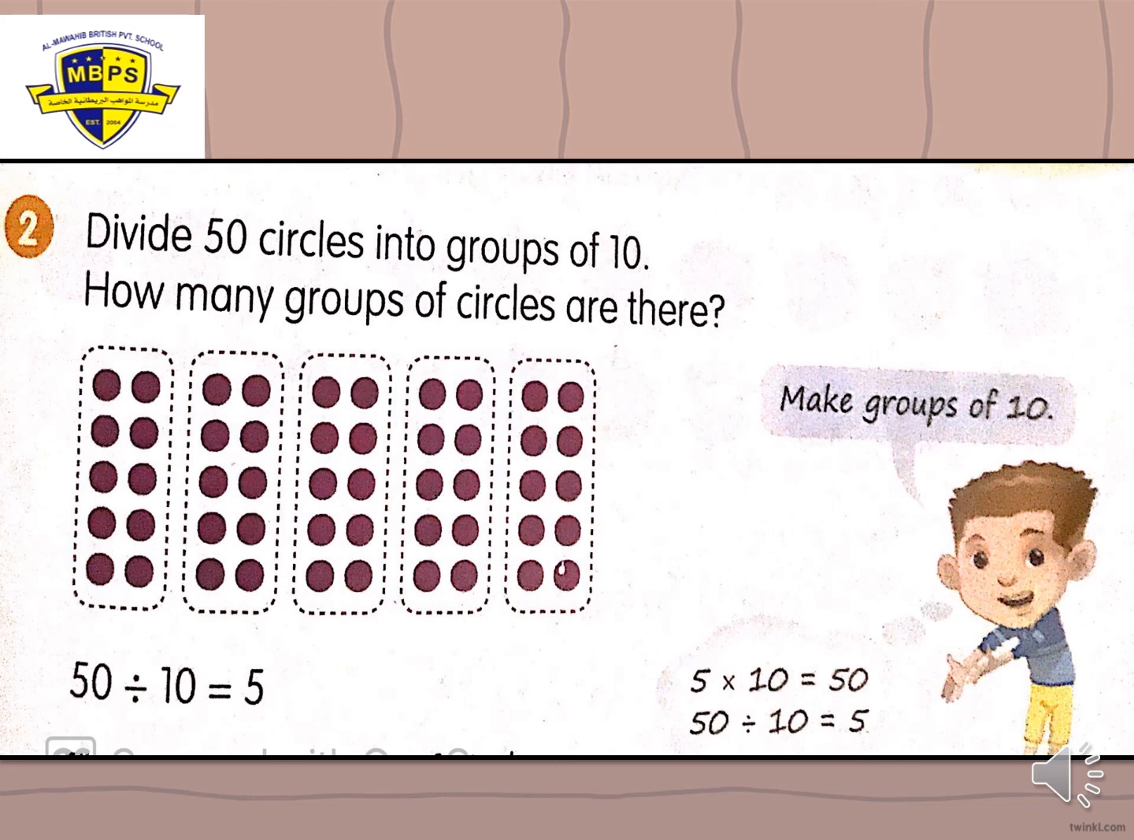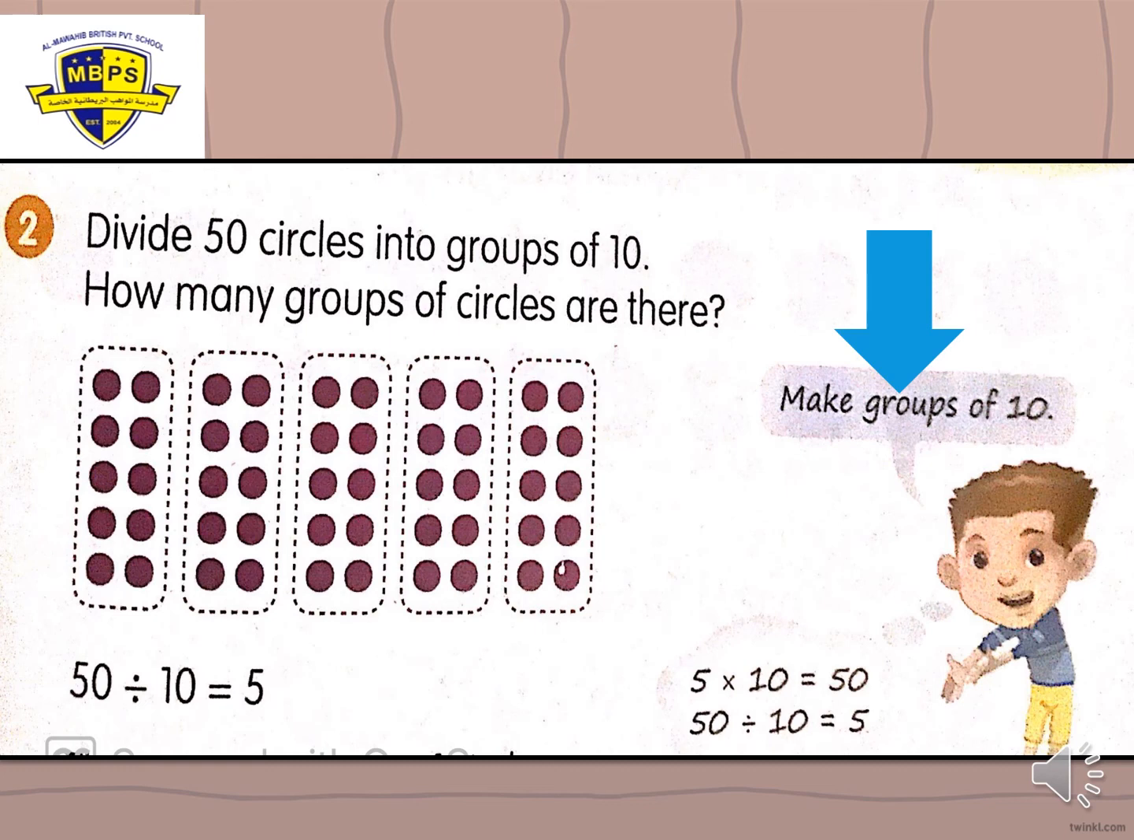Example 2. Divide 50 circles into groups of 10. How many groups of circles are there? At this time, I'm going to make groups. I will make groups of 10. Then I will find the number of groups. I have here how many groups? Very good. I have 5 groups. So 50 divided by 10 equal 5.